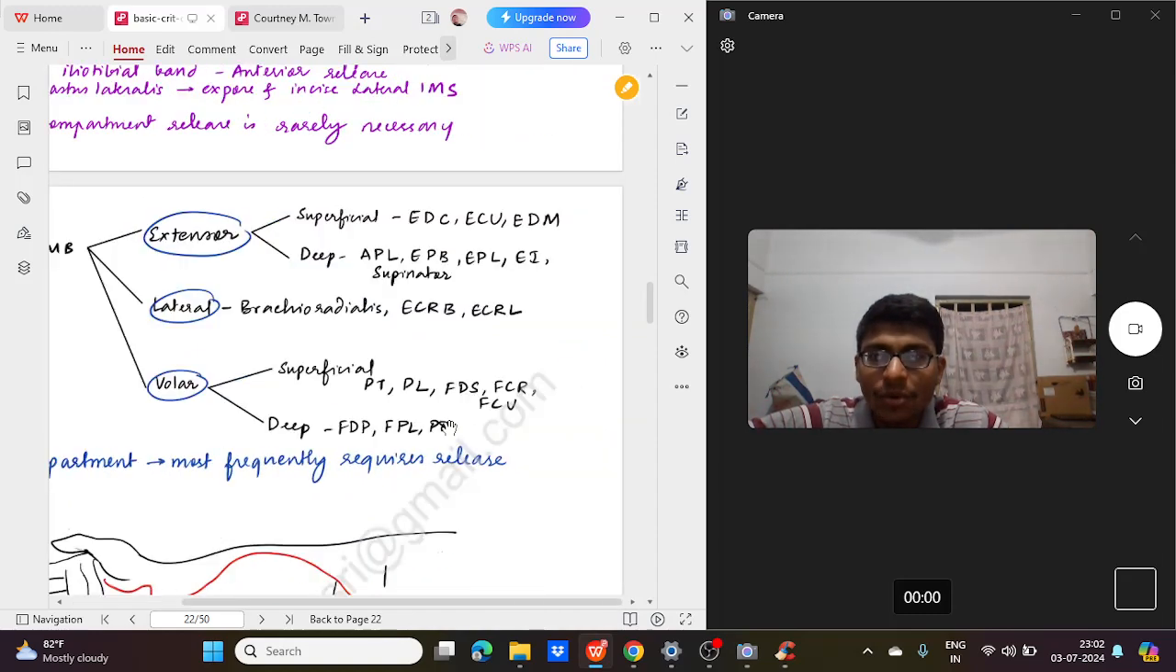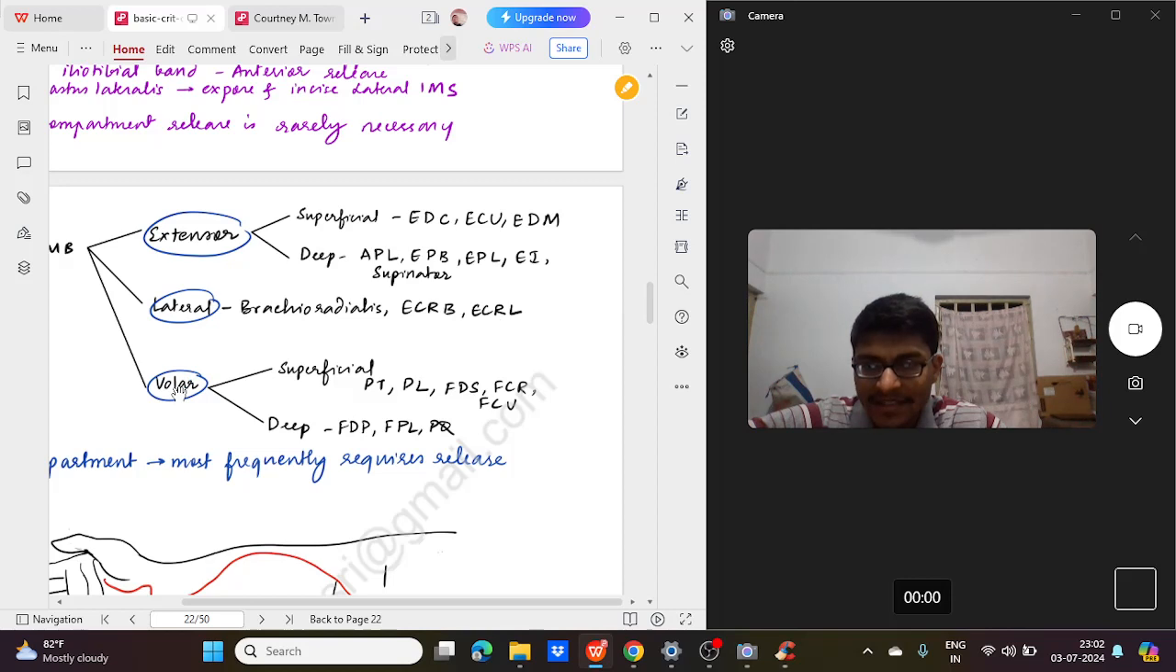Then we come to the hand. In the upper limb, we'll go quickly through the anatomy. We have the extensor compartment, which has superficial and deep parts. In the superficial, we have extensor digitorum communis, extensor carpi ulnaris, and extensor digiti minimi. In the deep, we have abductor pollicis longus, extensor pollicis brevis, extensor pollicis longus, extensor indicis, and the supinator. In the lateral compartment, we have three muscles: brachioradialis, extensor carpi radialis brevis, and longus.